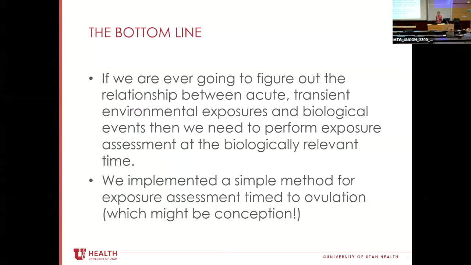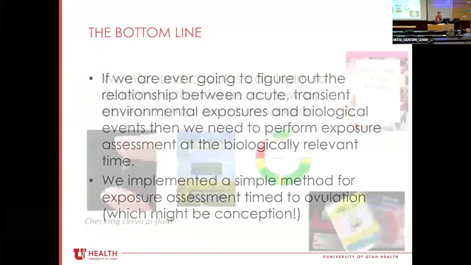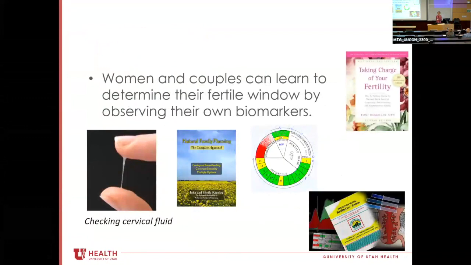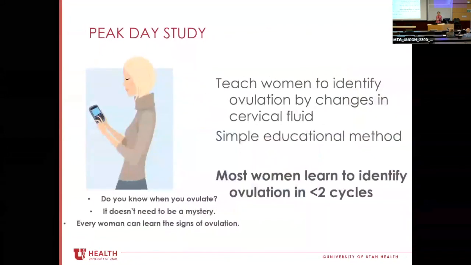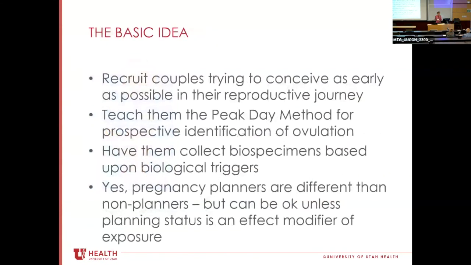And one thing that we did, and I want to say that Karen was a really important part of this way back, was we formulated a really simple educational method to help women and couples learn to identify their fertile window by identifying their own biomarkers. We did a first study, was called Peak Day. We taught women to identify ovulation by changes in cervical fluid. And we were able to show that most women could learn to do this in 2 or fewer menstrual cycles. And then we took that information and actually got an NIH grant to do essentially natural family planning, right?